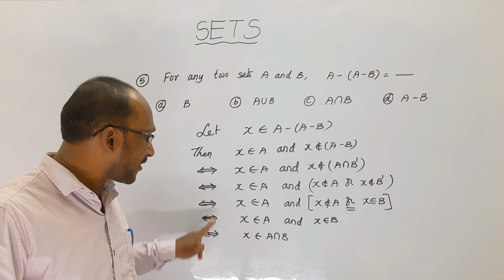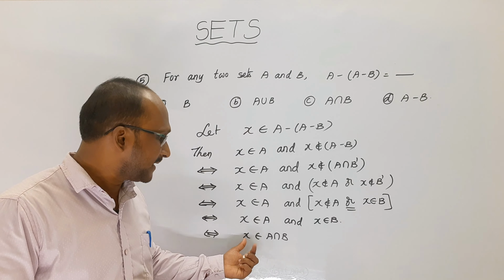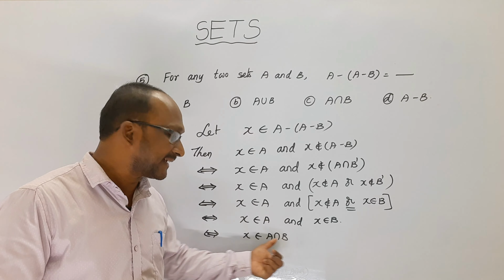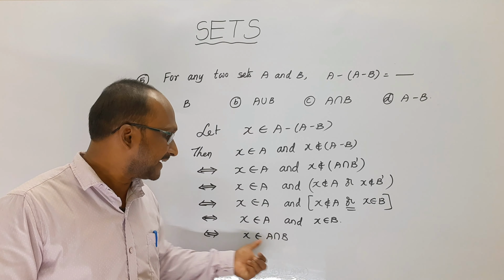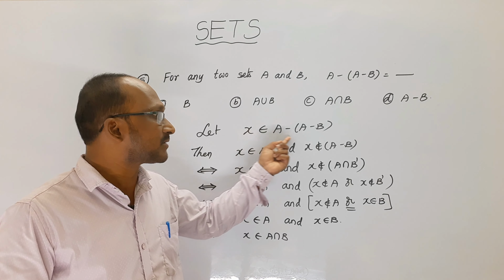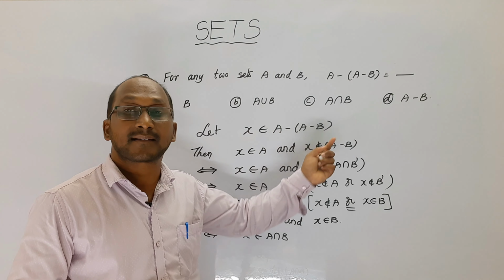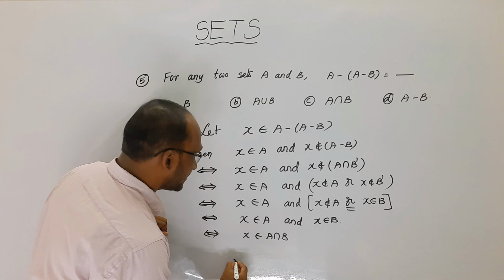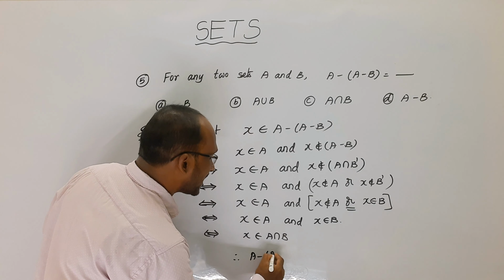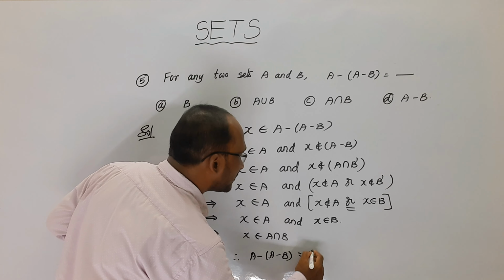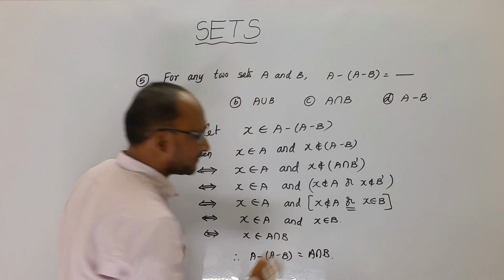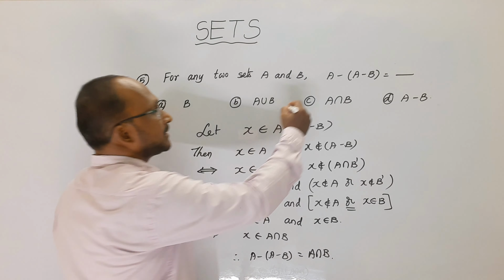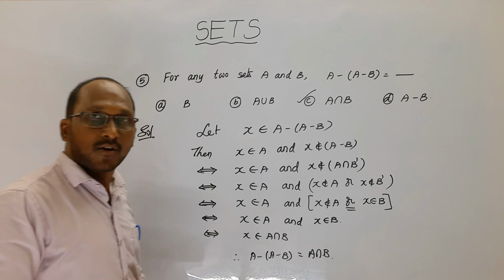And also here we have applied the implication. That's why whatever element you take in the set A intersection B, we can say that that element X belongs to A minus of A minus B. So we can say that A minus of A minus B is equal to A intersection B. So option C is the correct option.